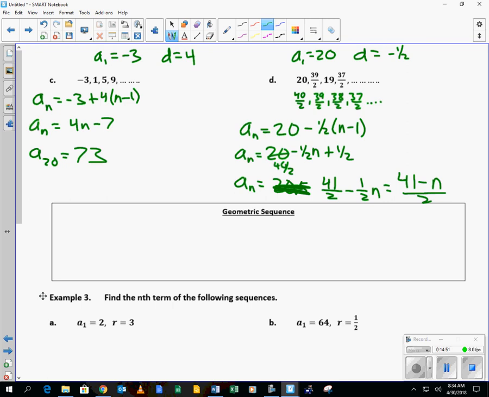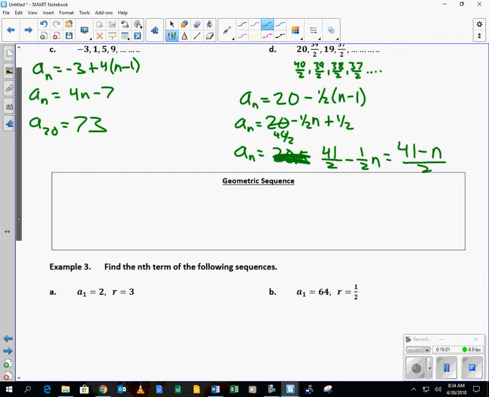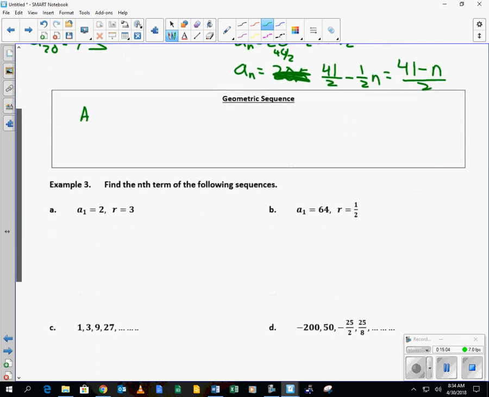So, what makes something arithmetic? It has a what? Constant difference, yeah? So let's look at what makes something geometric. A sequence whose consecutive terms have a constant ratio.